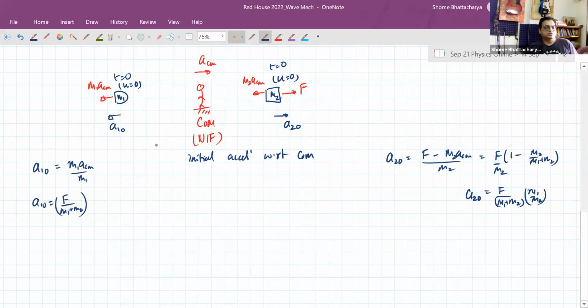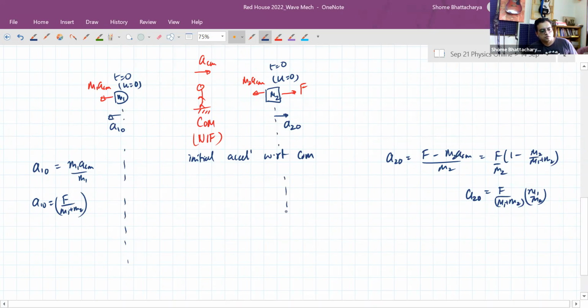Okay. Now at some time t, remember x of the spring was 0 at t equal to 0. At some time t, the spring has got stretched by x, let's say, because this has got displaced by x1 and this has got displaced by x2. So at some time t, x is equal to x1 plus x2, the spring.